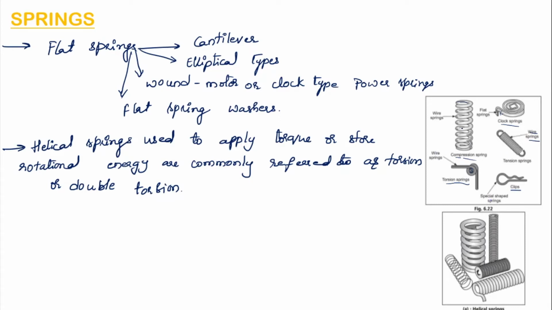So all these, the first, second, third, are wire springs, and the topmost one, which is in the shape of a belt, is a flat spring. It is used in clocks, so it is also called a clock spring, and this is a clip. Even here you can see different types of springs, and these are all helical springs, because of their shape in the form of a helix.